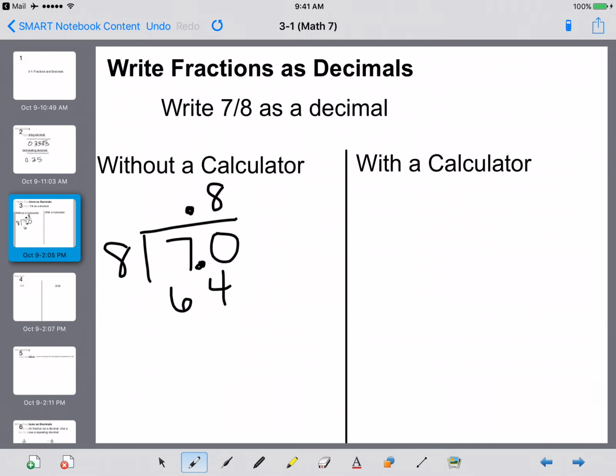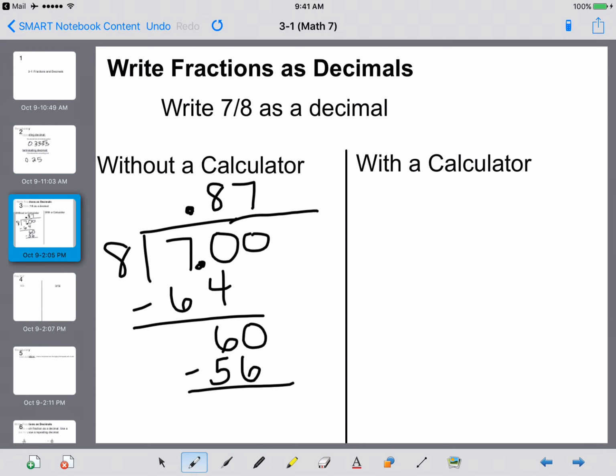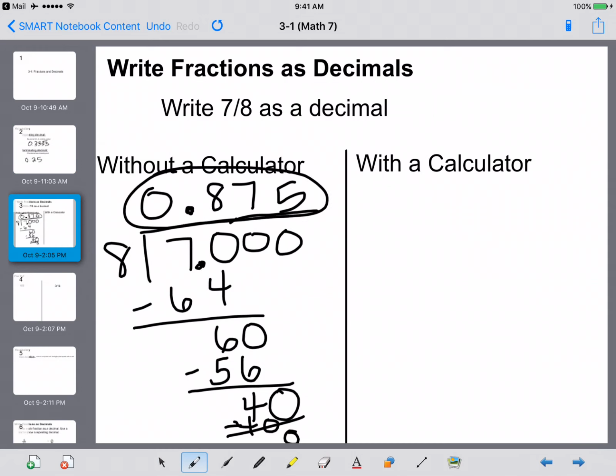8 times, and that would be 64. Sorry, I'm having a slow day today. 70 minus 64 is 6. We need to up here add another 0. Bring it down. 8 goes into 60 7 times, and that's 56. Subtract 60 minus 56 is 40, or 4. We're going to have to bring down another 0. 8 goes into 40 5 times, and that's 40. So we're left with nothing. So the decimal for 7/8 is 0.875.